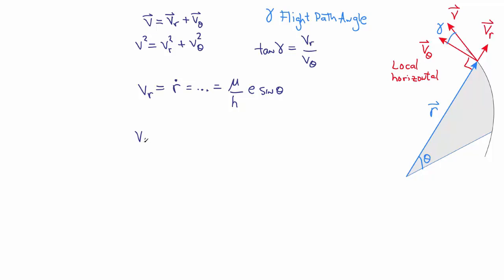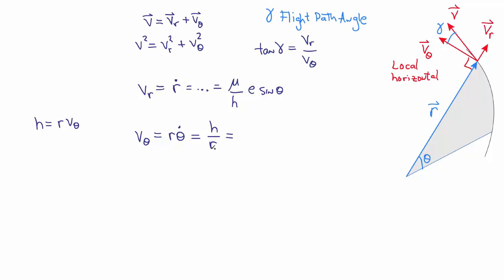What do we know about v theta? Well, we've already seen that that is actually r times theta dot. But we know something about the specific angular momentum, namely that that is a scalar r times v theta. Okay, so that means that this quantity here is also h over r.